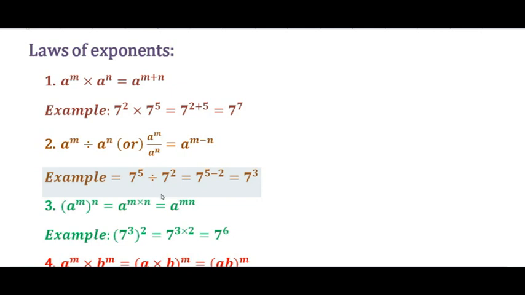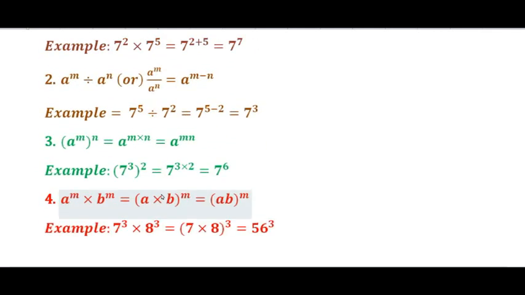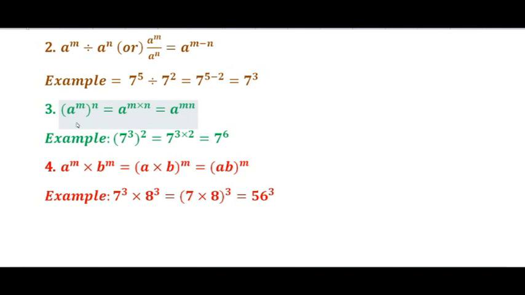Then come to point number 3. If the base is single, a, and the power is double, a to the power m to the power n, that means you take a and the powers have to be multiplied, a to the power m into n, that means a to the power mn. For example, suppose you have 7 to the power 3 to the power 2, that means the powers have to be multiplied. 7 to the power 3 2s are 6, 7 to the power 6 is the answer.